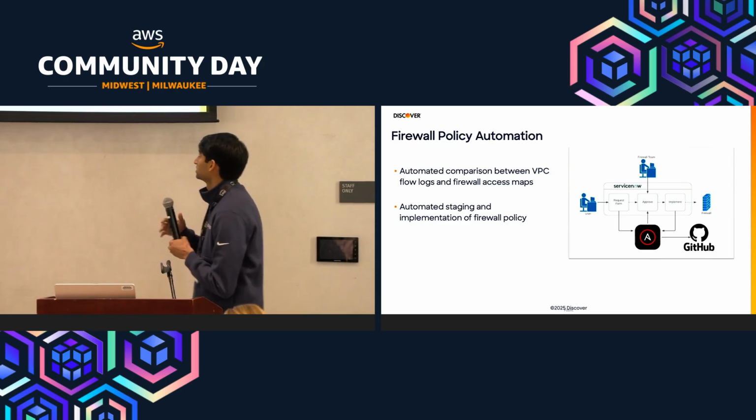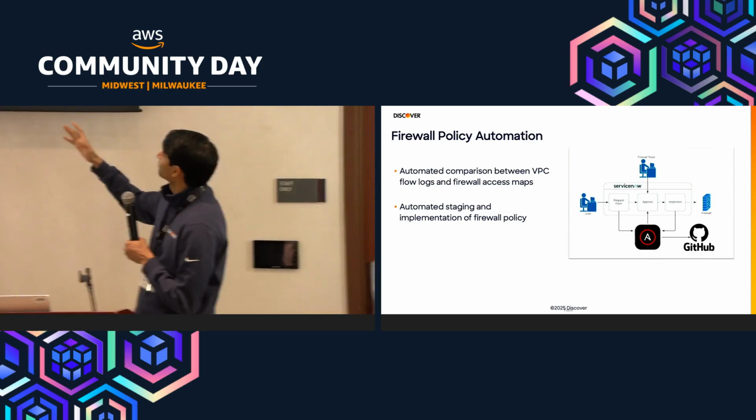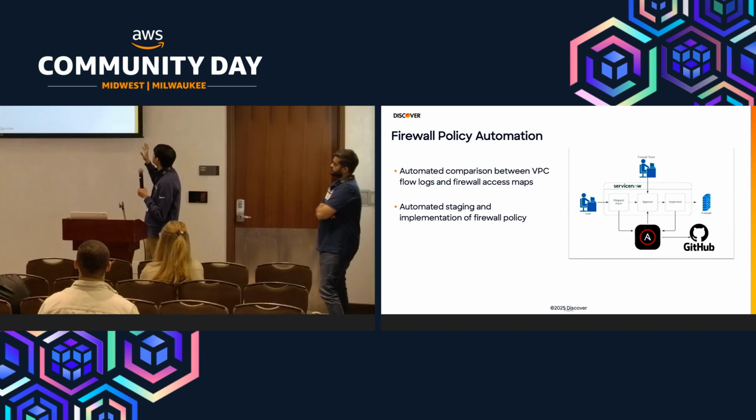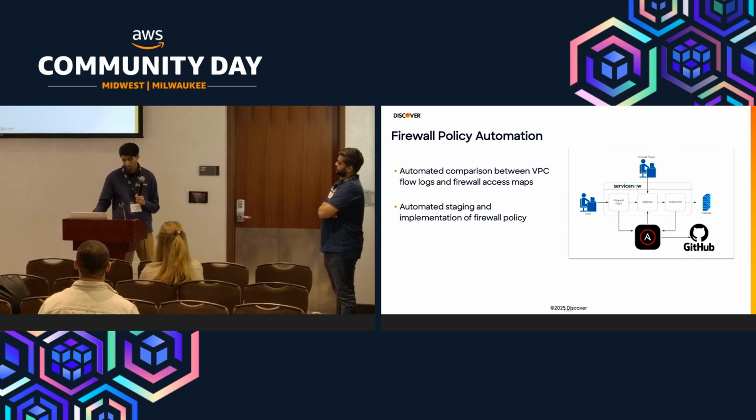So as you can see in the diagram, I explained going from a request, getting approved by the operations team, and then eventually implemented onto the firewalls. And that is the full flow of how we add firewall rules automatically.